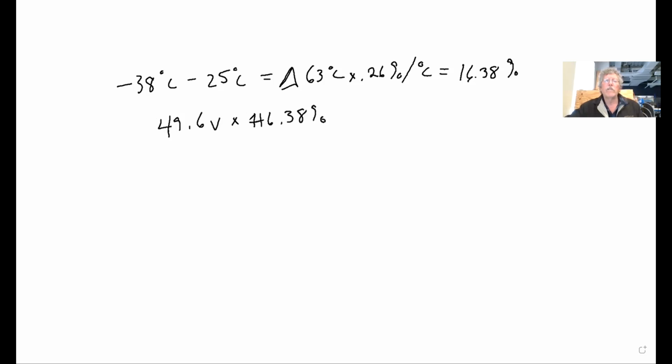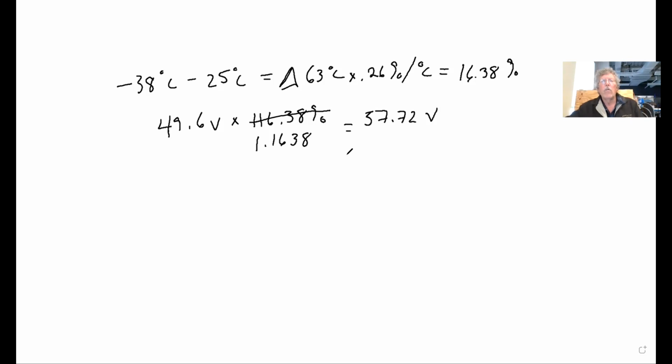And when we convert a percentage to decimal, we just move it by 2 places. So I can do times 1.1638. At this point, I'm going to say 49.6 times 1.1638 equals 57.72 volts.